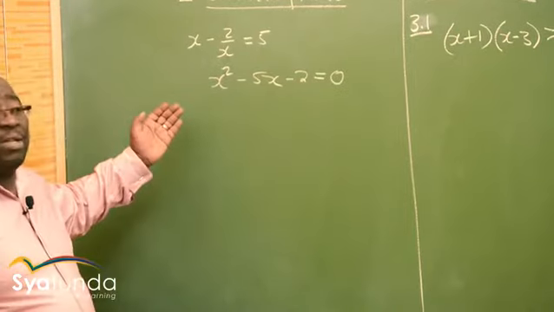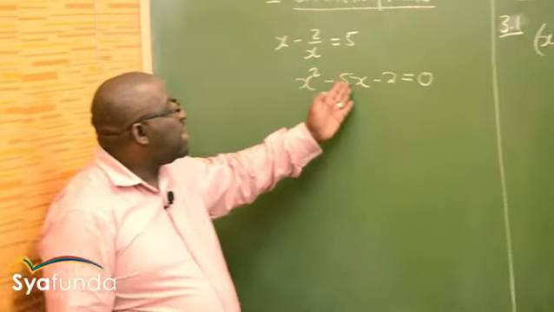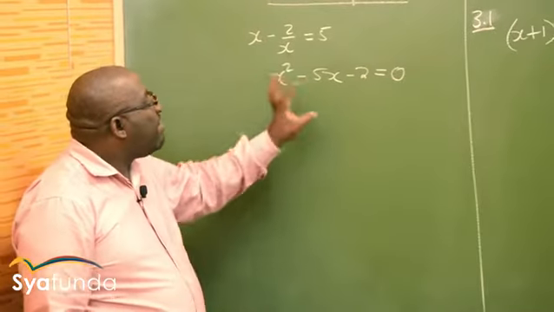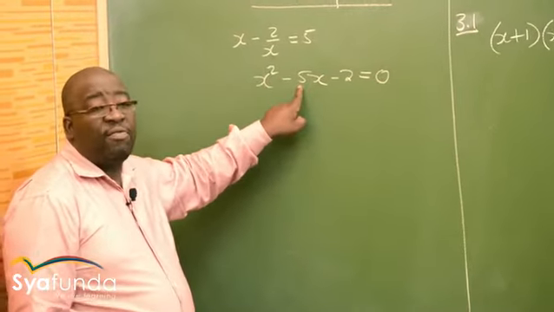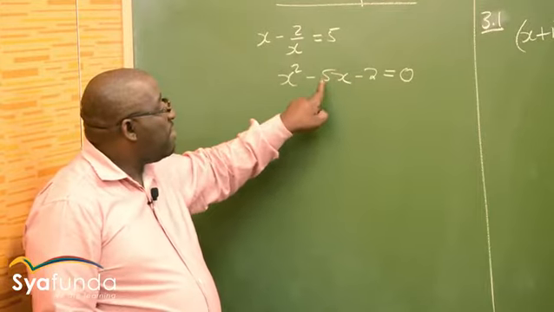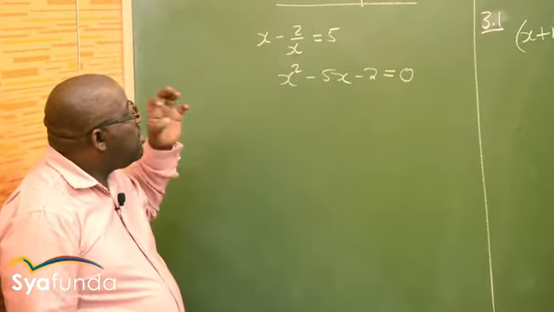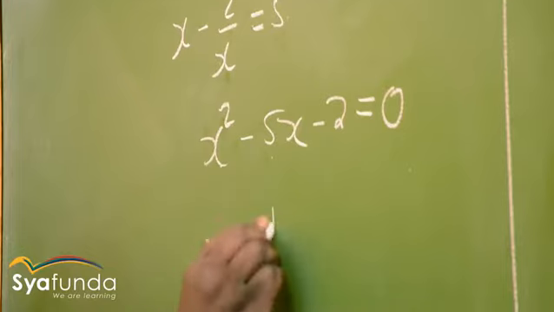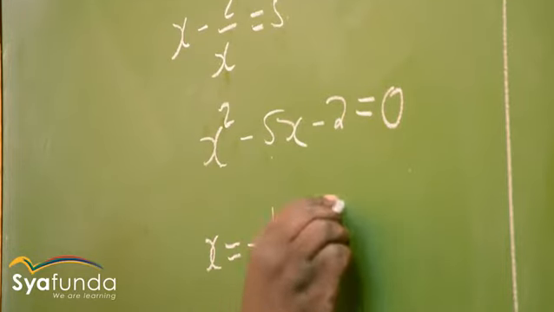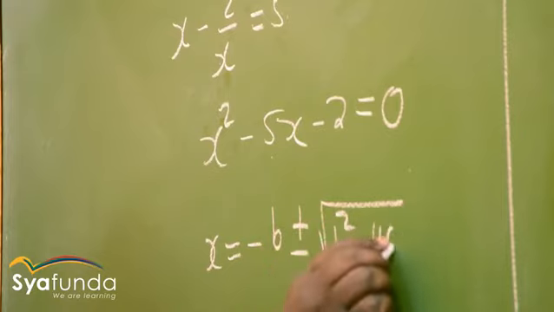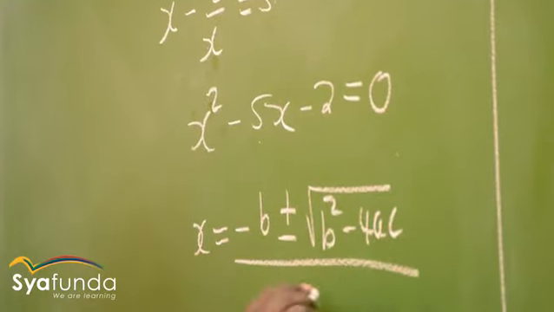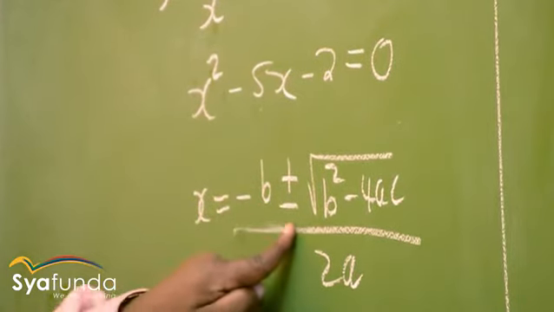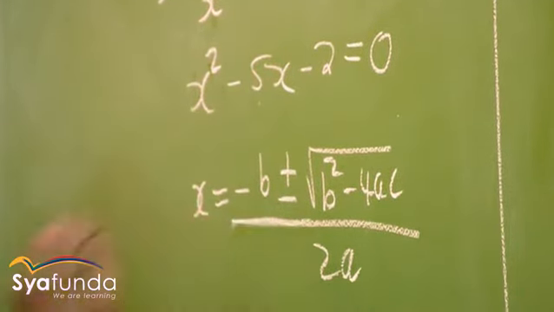Now, this is the form that I wanted: ax squared plus bx plus c equal to 0. Now, I know exactly what this is. When I look at this, I can't find factors of 2 that will give me 5. There are no factors of 2 that will give me 5. Therefore, in this particular case, I will just use the quadratic formula, which says x is equal to minus b plus or minus square root of b squared minus 4ac, all over 2a. Make sure that the division does not start here. It starts from there. Everything is over it.